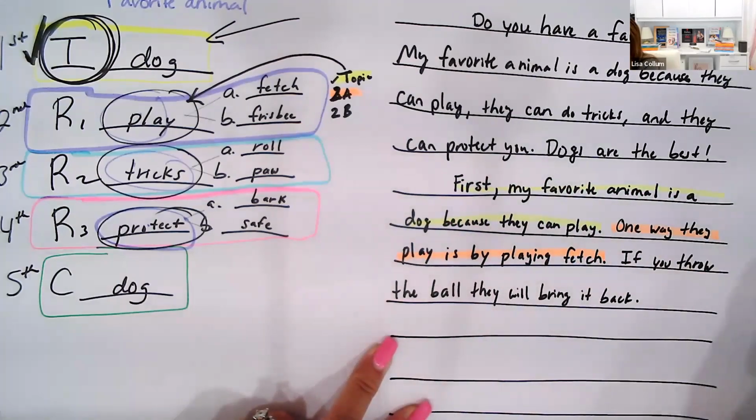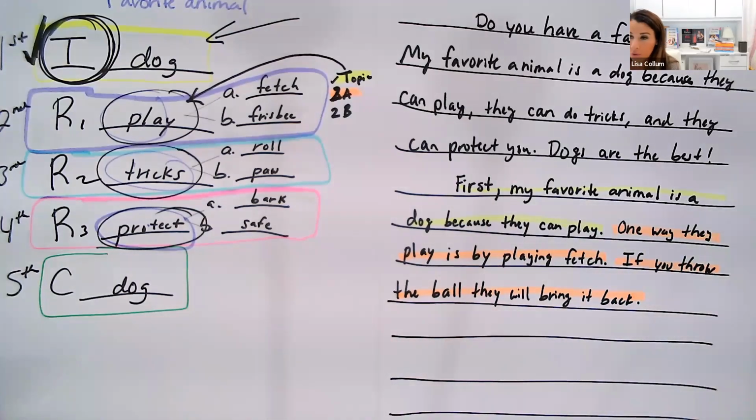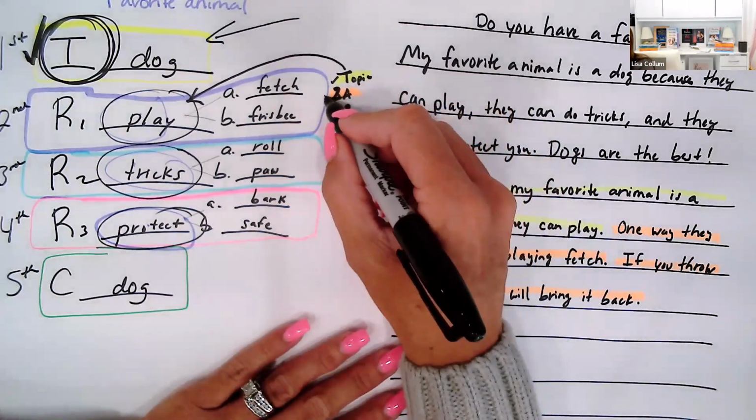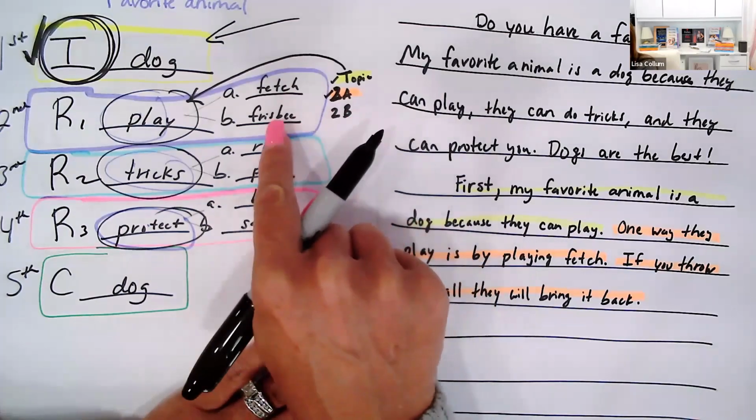That's one sentence. If you throw the ball, they will bring it back. That's two. So I wrote two about A, which is fetch. I wrote two about fetch. Okay, what's next? I did topic. I did 2A. Now I got to write 2B. Now I have to write two sentences about my B.